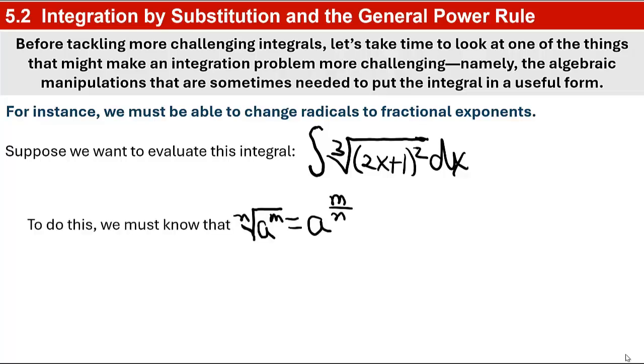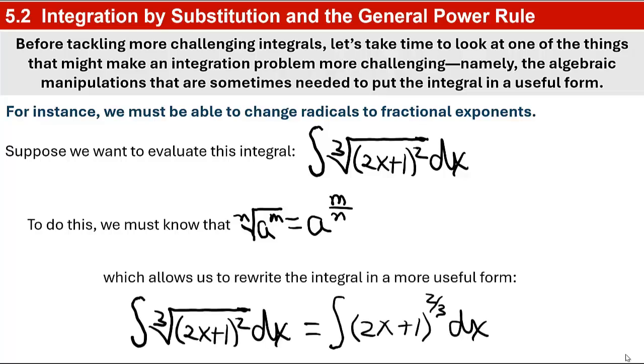calculus-wise. You have to know the property that says the nth root of a to the m is a to the m/n. The root becomes the denominator of the fraction that represents the exponent. The power is the numerator of that same fraction. So here, for instance, I would change that cube root of something squared to that thing to the 2/3 power. Notice that the 3 goes into the denominator and the 2 goes into the numerator.